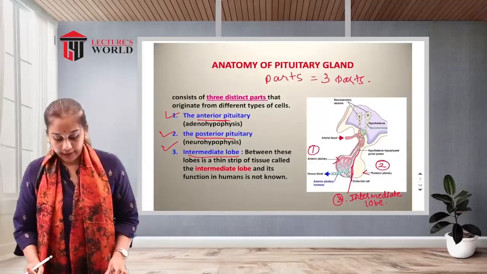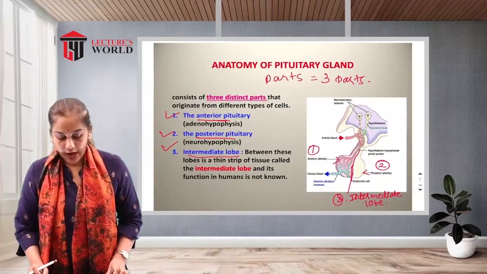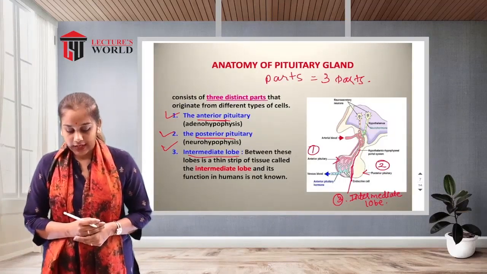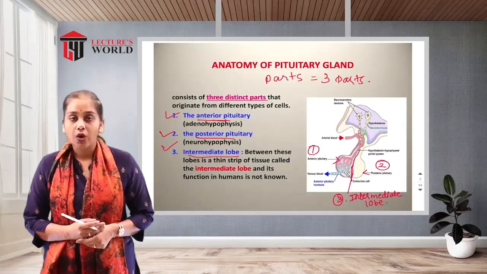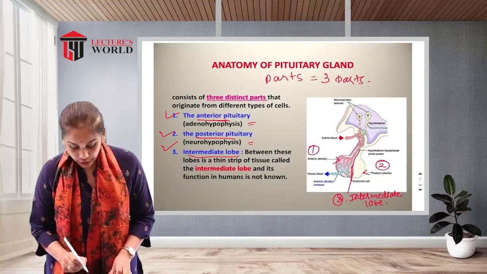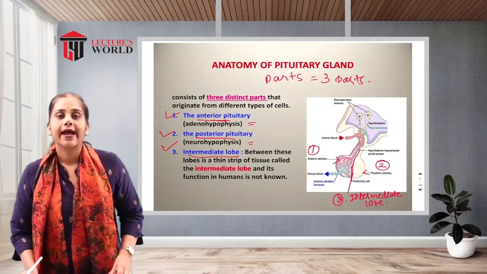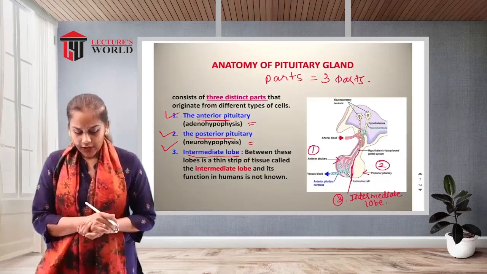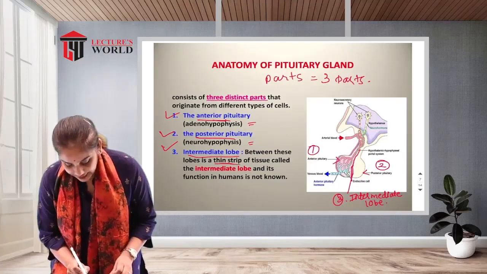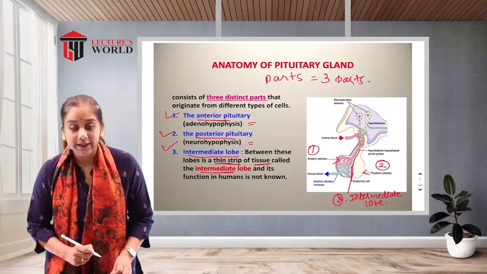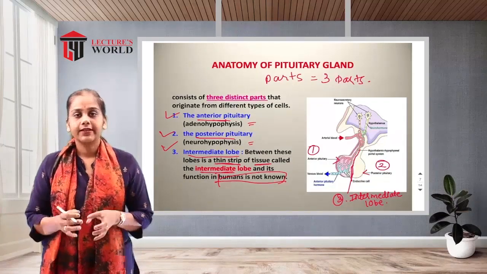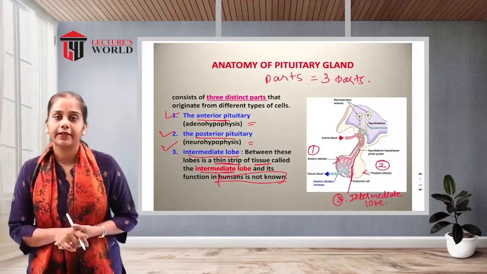Now the anterior pituitary is also known as the adenohypophysis, and the posterior pituitary is also known as the neurohypophysis. These are synonyms of the anterior and posterior pituitary. Now the intermediate lobe: between these two lobes there is a thin strip of tissue called the intermediate lobe, and its function in humans is not known. Yet there is no significant function of the intermediate lobe.